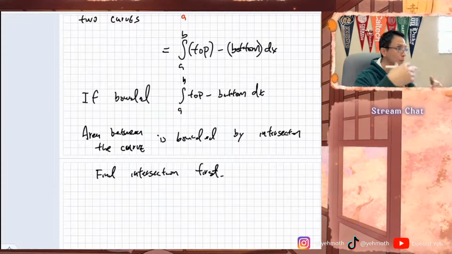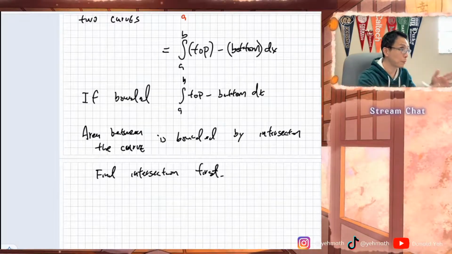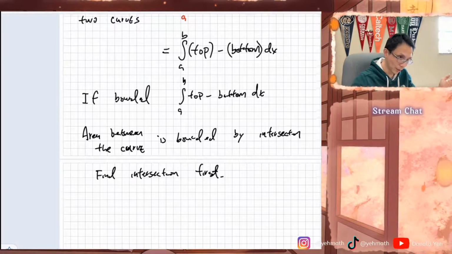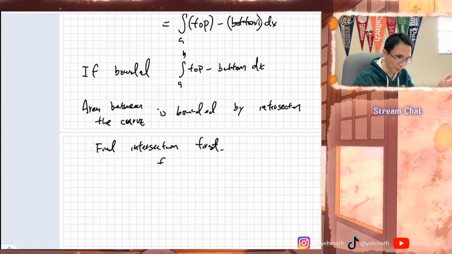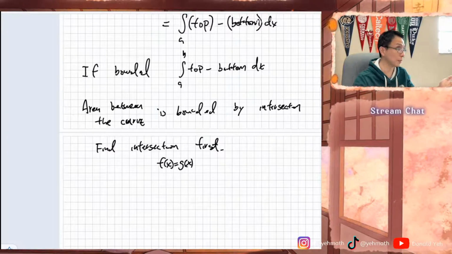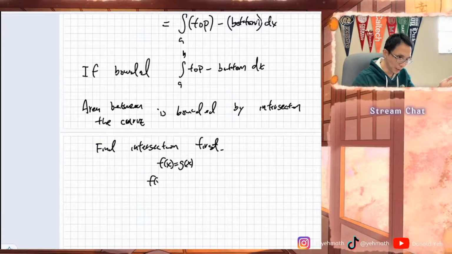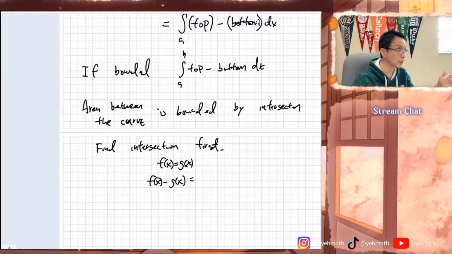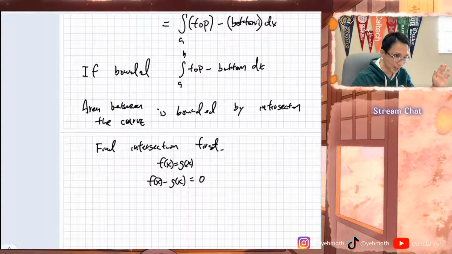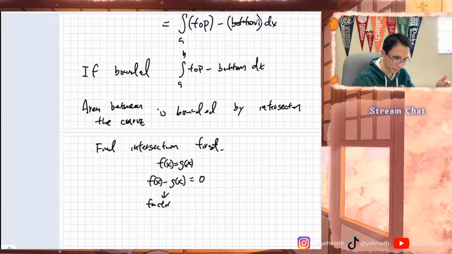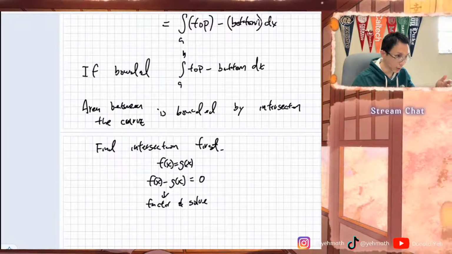So the first situation is I give you the two boundaries. The second situation, you find the boundary. So how do you find the intersection? You just set f of x equal to g of x, set the two equations equal to each other, and move everything to one side. Do not divide both sides by x. We're gonna talk about why that's bad. Then you can factor and solve.